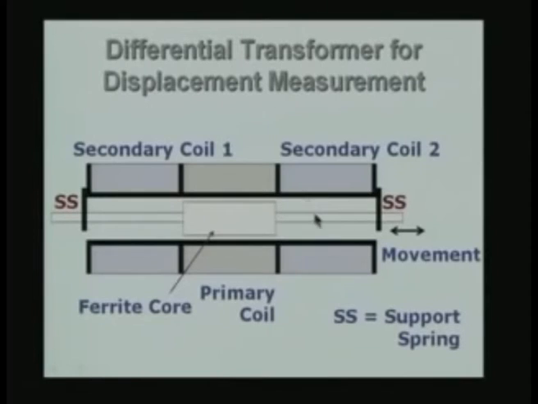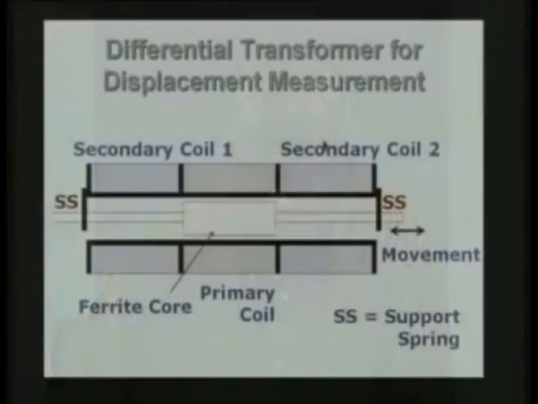Okay. Suppose now it moves to the left, in which case secondary coil 1 is going to be more closely linked magnetically, and therefore, this is going to produce a higher voltage and this is going to produce a lower output, and therefore, the difference will be a negative value. One of them will be negative with respect to the other one. Actually, both the outputs are AC outputs, and therefore, when I say positive or negative, we will have to look at it more carefully a little later on.